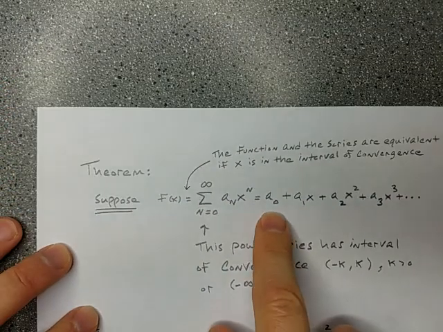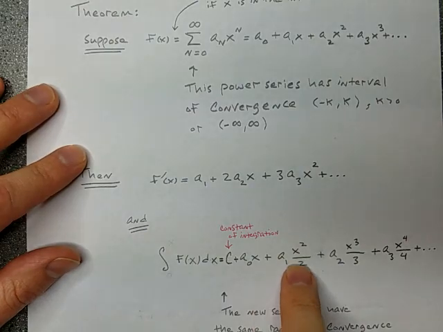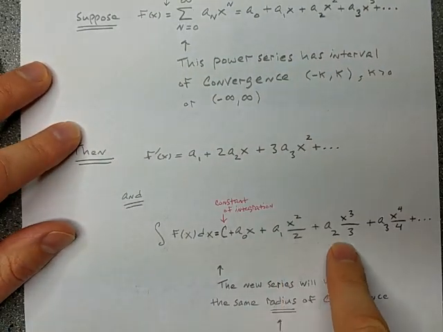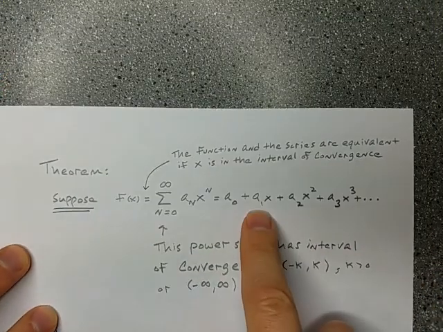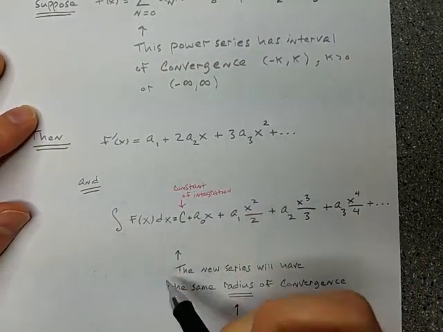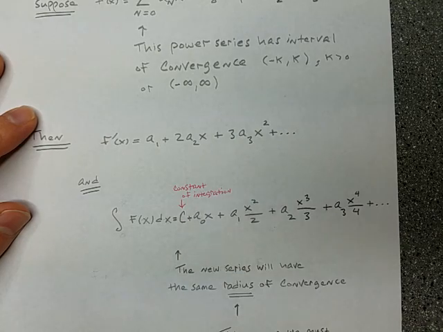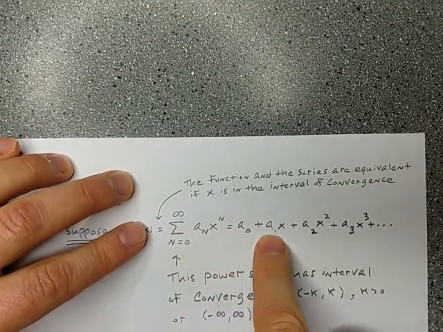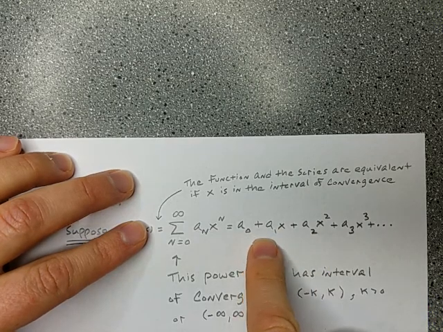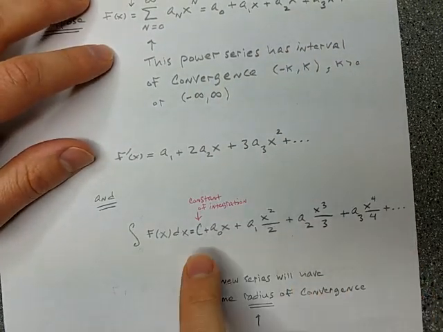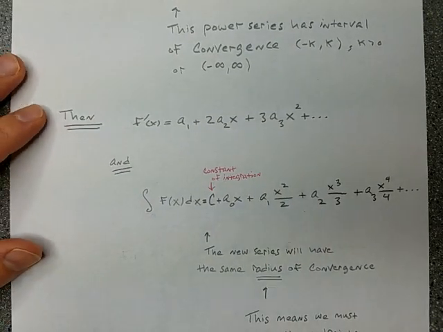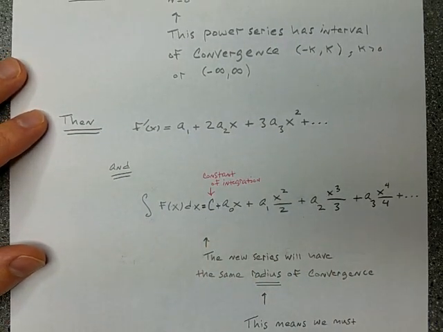A naught x, a1 x squared over 2. Term by term, these are the antiderivatives of that series, okay? Plus some constant of integration. If I was going to find the antiderivative of all these terms right here, which is all that represents, there would be a constant of integration. All right, so that's got to be there. But there's your statement.